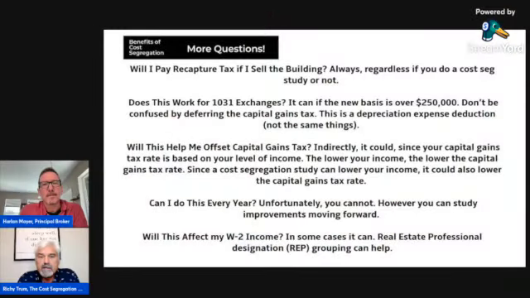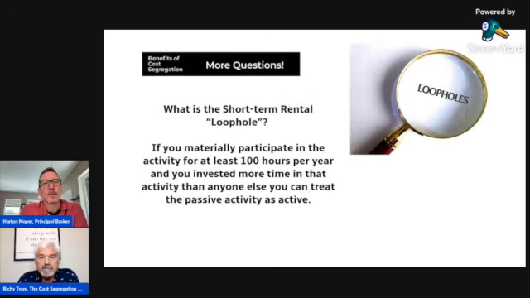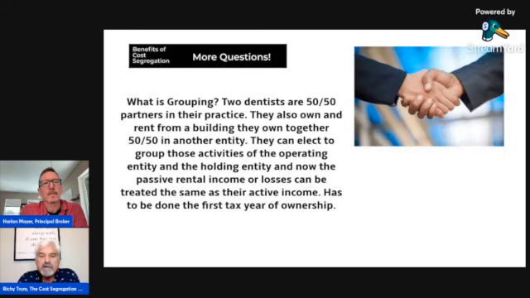The only other thing that I know of, and there's probably more, is something called grouping. And grouping essentially is if you say you're a dentist and you own a building with your partner, and I'll go back one slide there. Two dentists, 50-50 partners in their practice, so they have an operating entity.